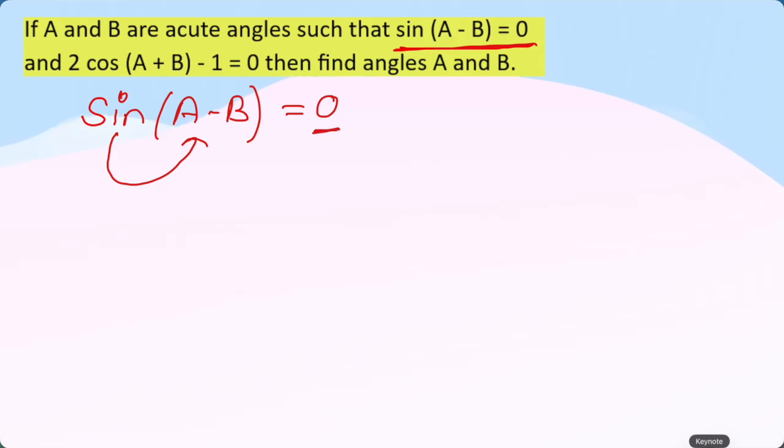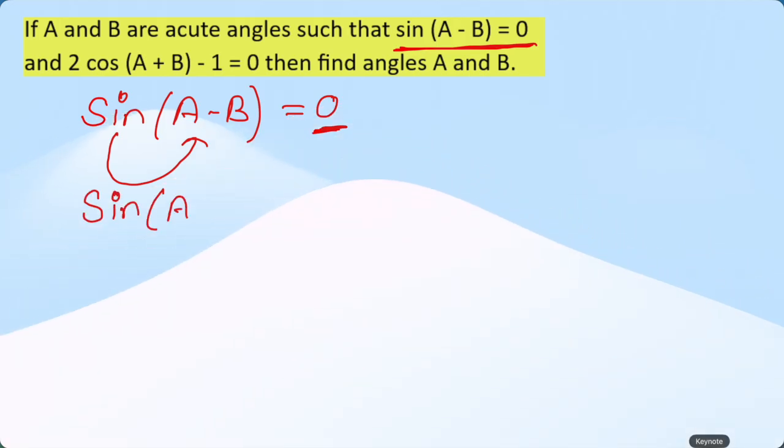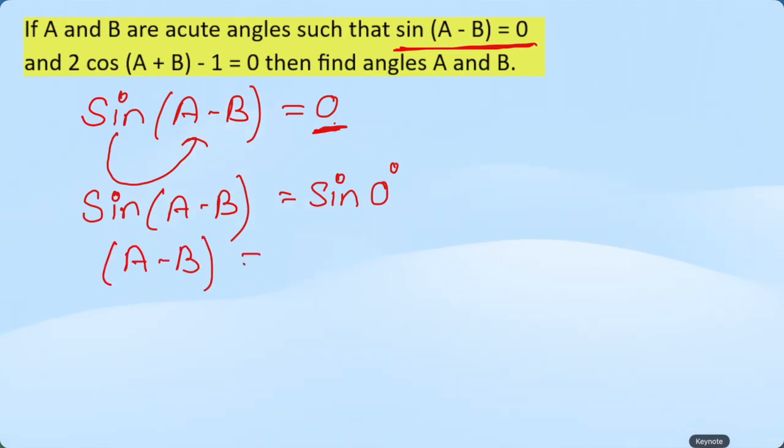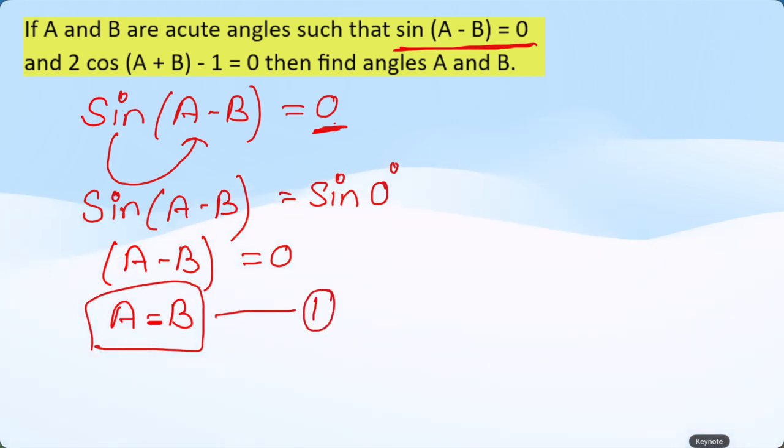So sine of what is 0, dear? It is sine 0, right? So sine of A minus B equals sine 0 degree, because sine 0 degree is 0. Now on comparing the angles, what we get? A minus B equals 0. It means my first equation will be A minus B equals 0. B I shift to the other side, so A equals B. This is my first equation. Any doubt? Because B was in minus here on the left hand side, if I shift it to the right hand side, it will become positive. So A equals B.